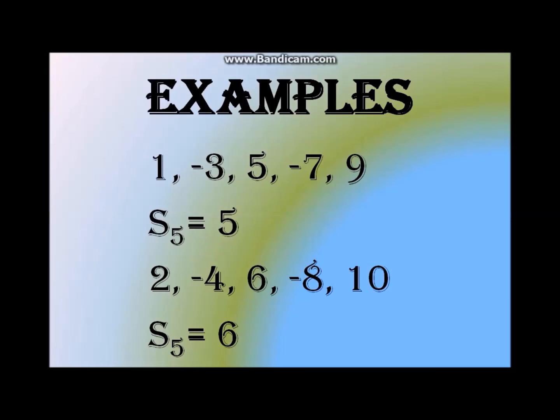So in the first sequence, we will have 1, negative 3, 5, negative 7, then 9. By adding those terms, we will have S sub 5 is equal to 5. The second sample sequence is 2, negative 4, 6, negative 8, 10. By just combining all those terms together, we will have S sub 5 is equal to 6.